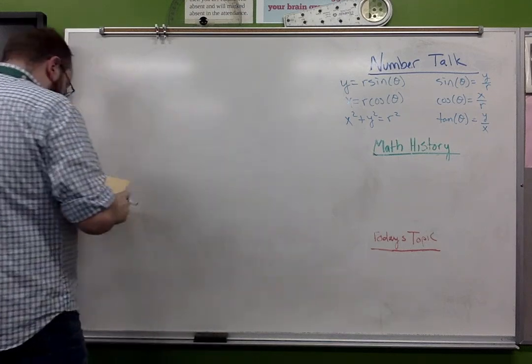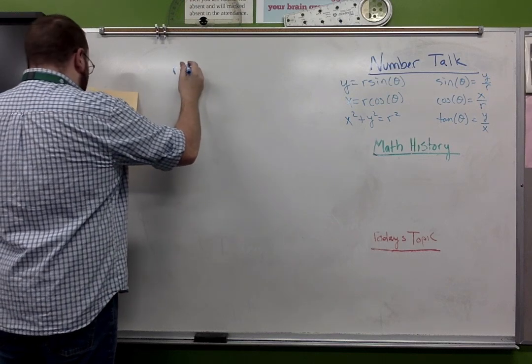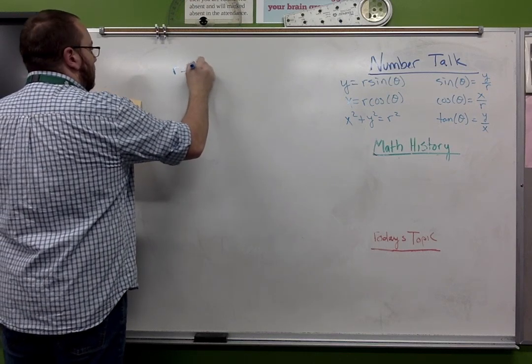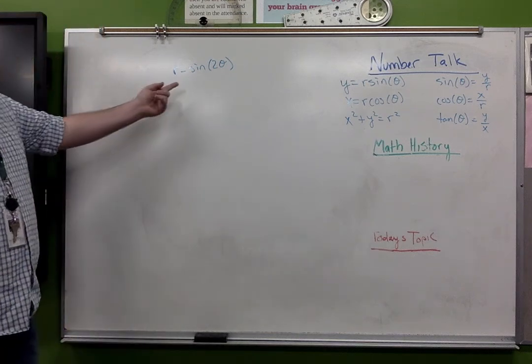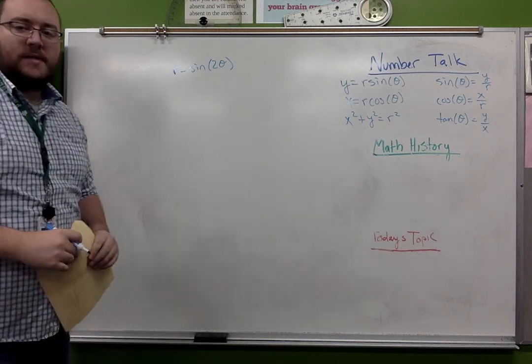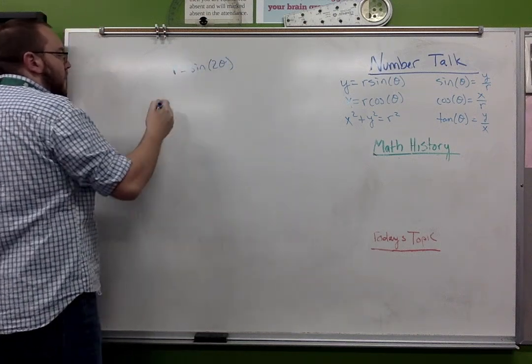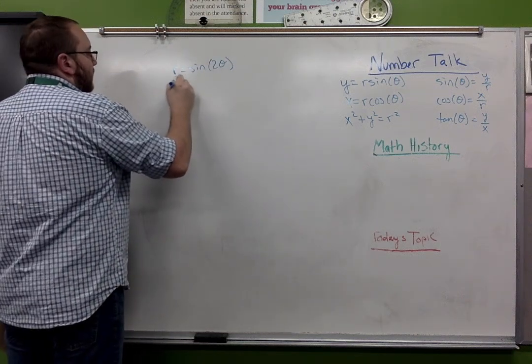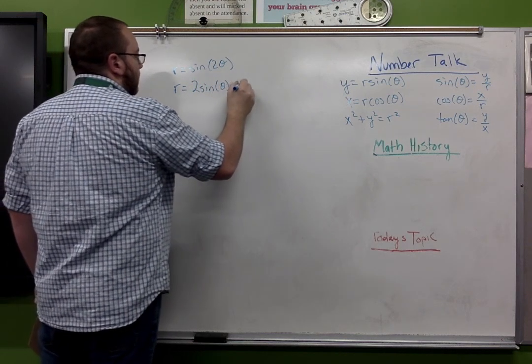And our last one here, r equals sine of 2 theta. Now, I don't got anything over there that's sine of 2 theta, just sine of theta, so I'm going to use my double angle identity that we had talked about at the beginning of the week in our identities video. So sine of 2 theta is equal to 2 sine theta cosine theta.